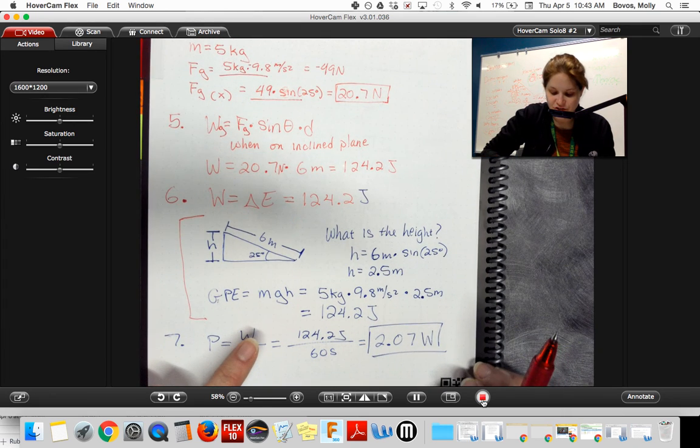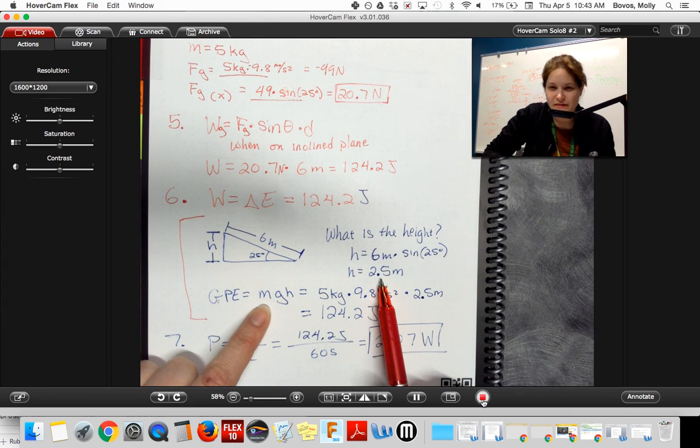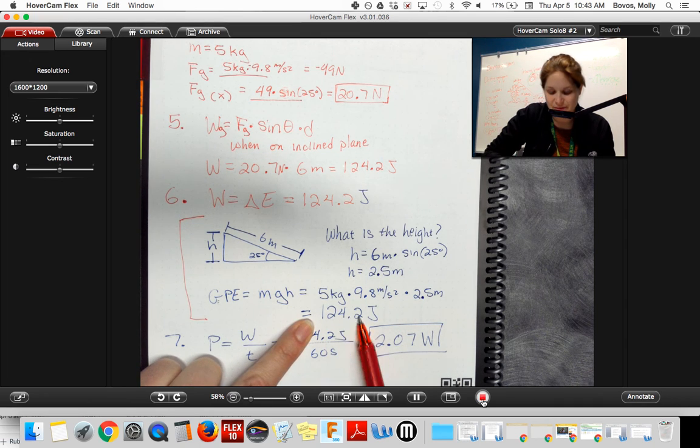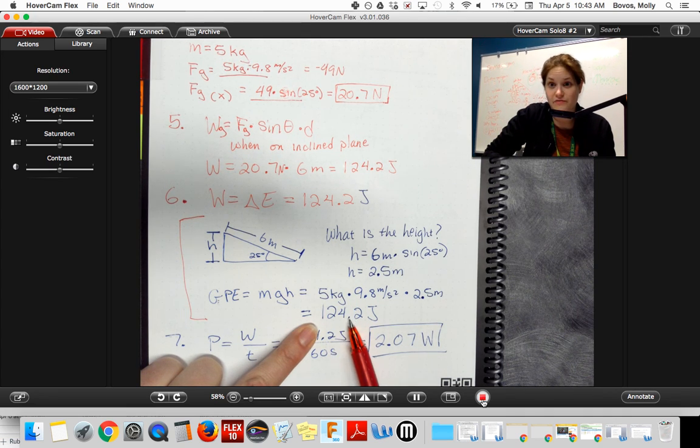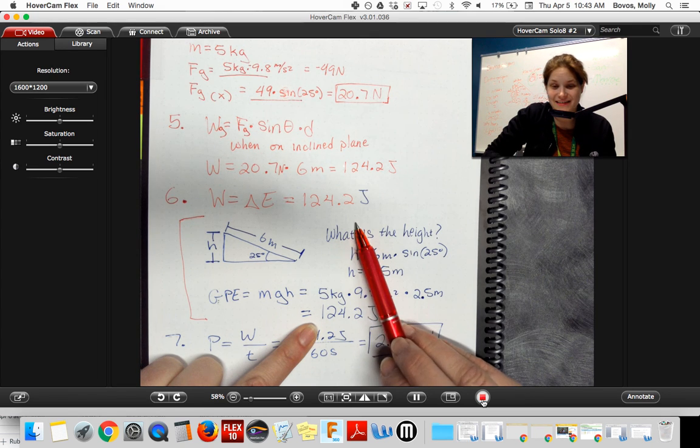And then if I actually, well, it's 2.53 and so on. If you just plug in 2.5, you're not going to get exactly this number, but if you don't round it off, and you just leave the number that you had in your calculator and multiply that number times the 9.8 times the 5, you're going to get 124.2 precisely. And those are exactly the same.